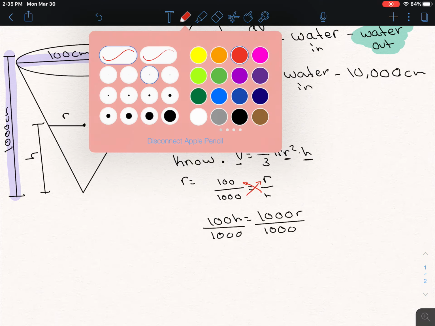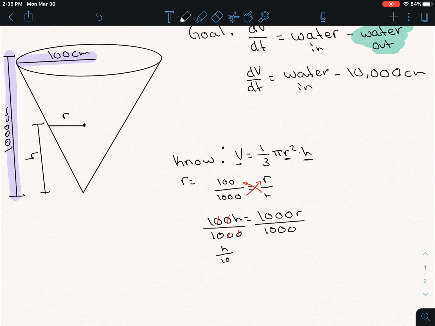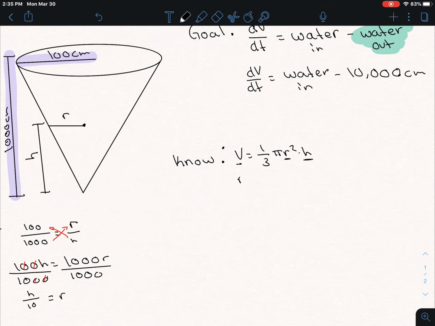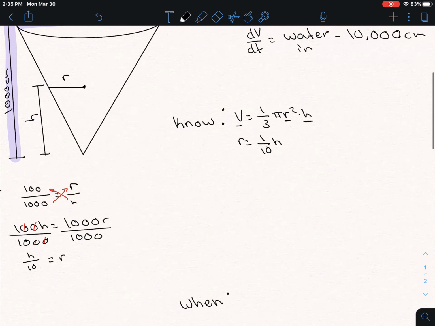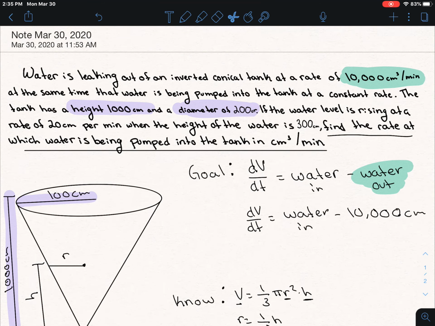And then simplify, and we're left with h over 10 is equal to r. I'm going to move this work over here for now and just say that we know that r is equal to 1 over 10 h. So now that we have that, we can't solve for h in r known, but we can solve for h in r when. Because if we look back on our problem, it does say if the water level is rising at a rate of 20 centimeters per minute when, the key word is when, the height of the water is 300 centimeters, find the rate at which, blah, blah, blah.